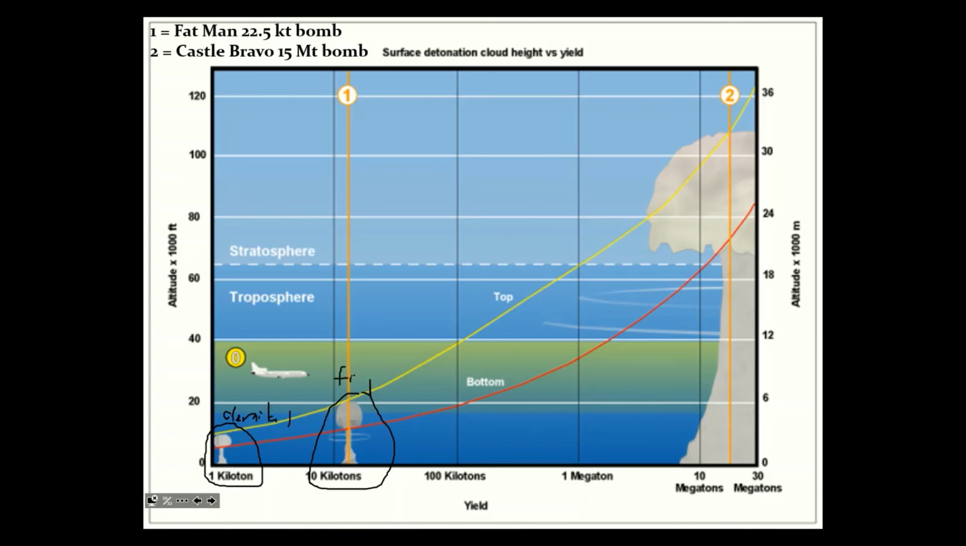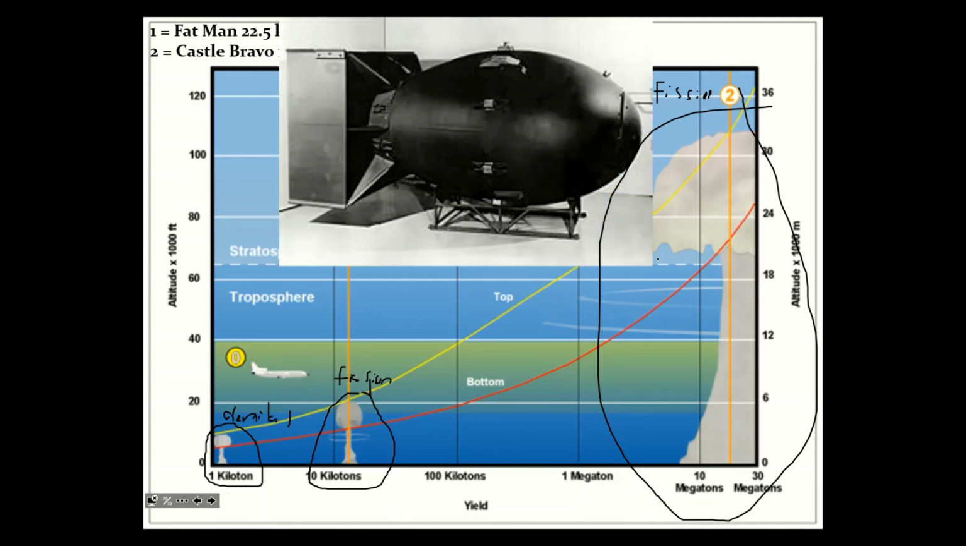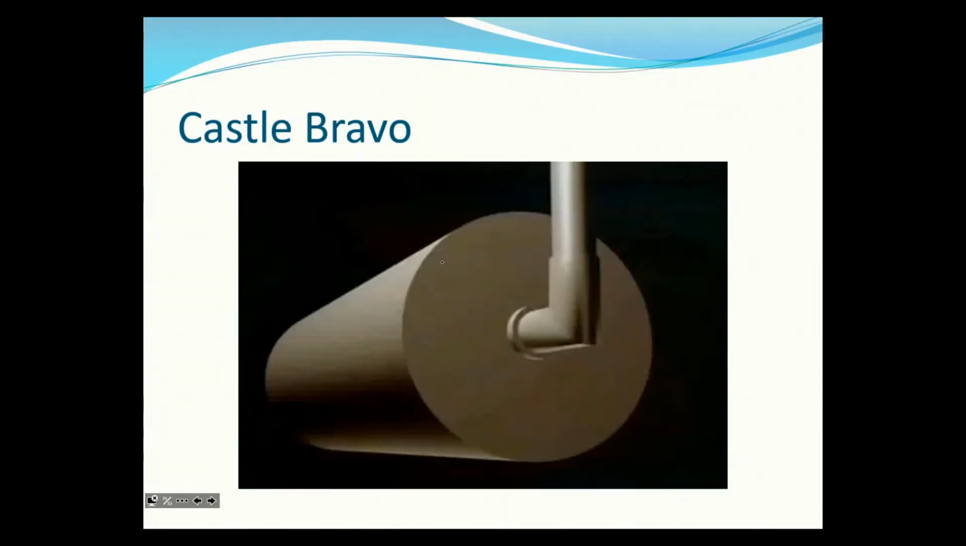But this is a fission reaction, where you take uranium and split it up, or plutonium and split it up. This here, all drawn to scale, is a fission reaction. So this is Castle Bravo, which was a nuclear hydrogen bomb that was dropped, and it's much, much, much bigger. This is Fat Man, the bomb that was dropped on Hiroshima and Nagasaki, one of the two. That's what it looked like. And this is Castle Bravo.